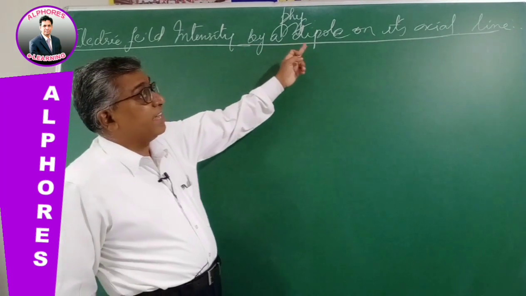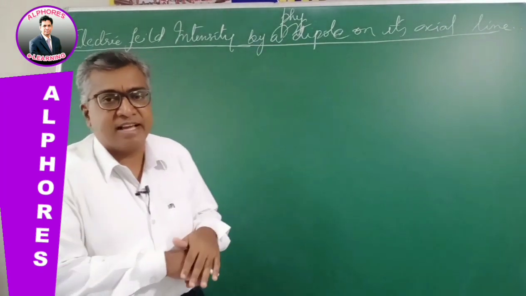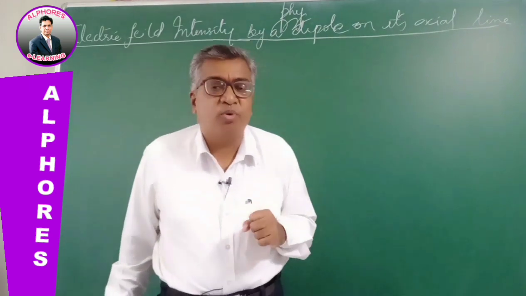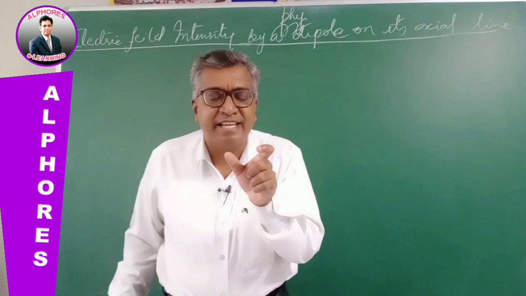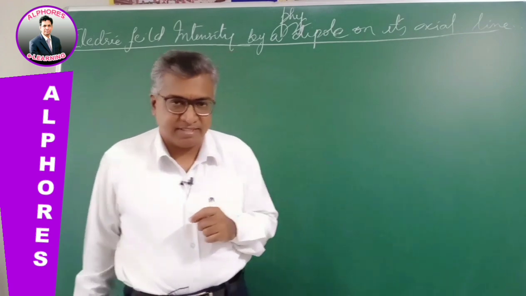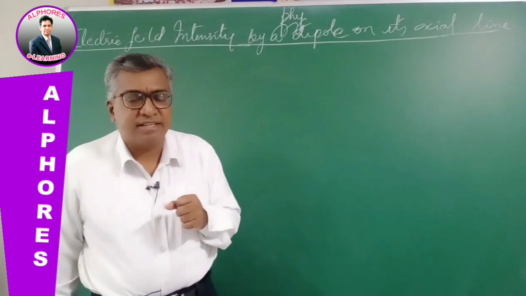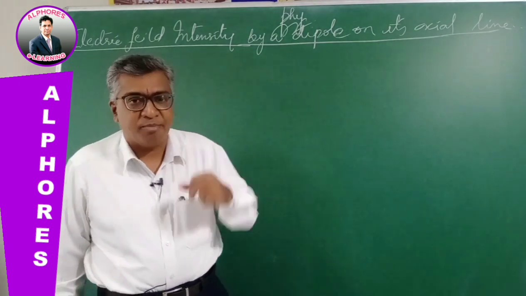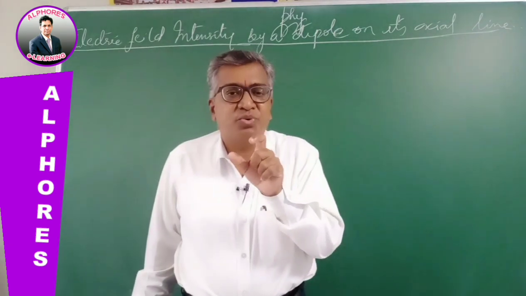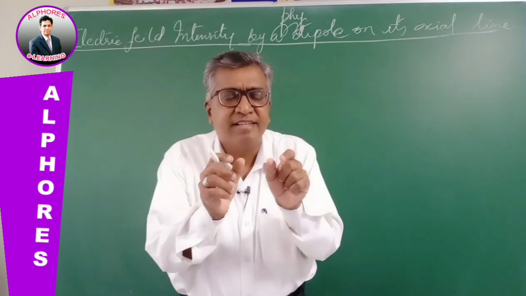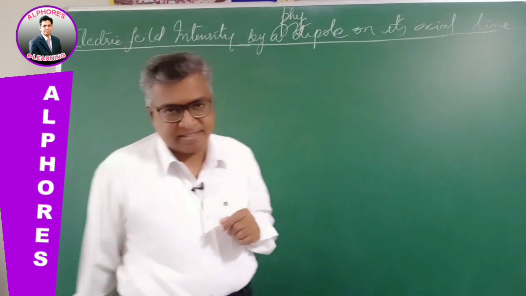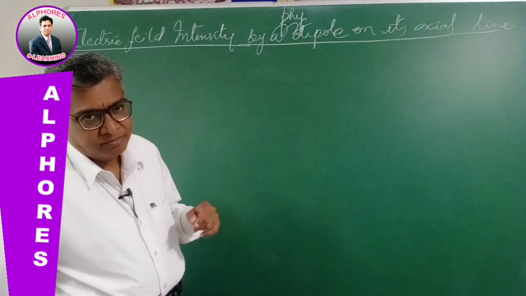By a dipole. In the previous class we were studying a dipole. A dipole is a combination of two equal and opposite entities separated by some distance. Here it is an electric dipole: two equal and opposite charges separated by a small, finite, fixed distance. That is an electric dipole, right?